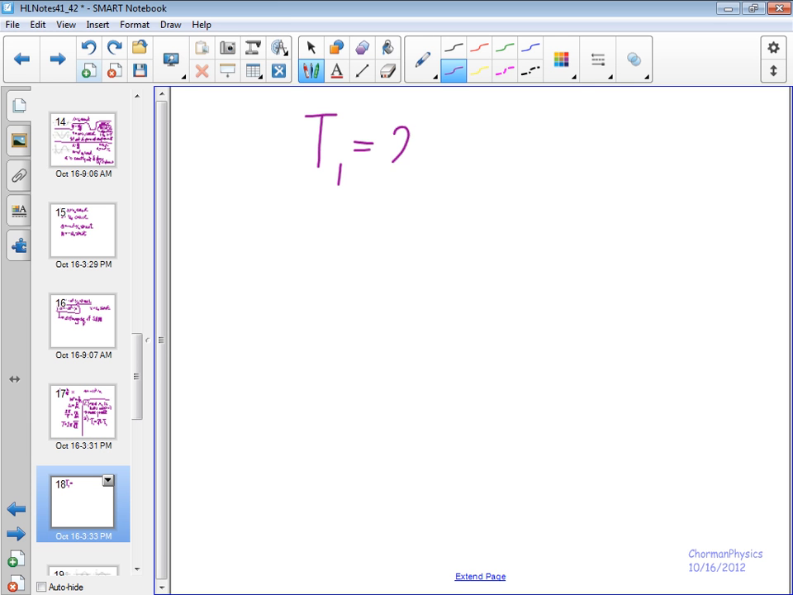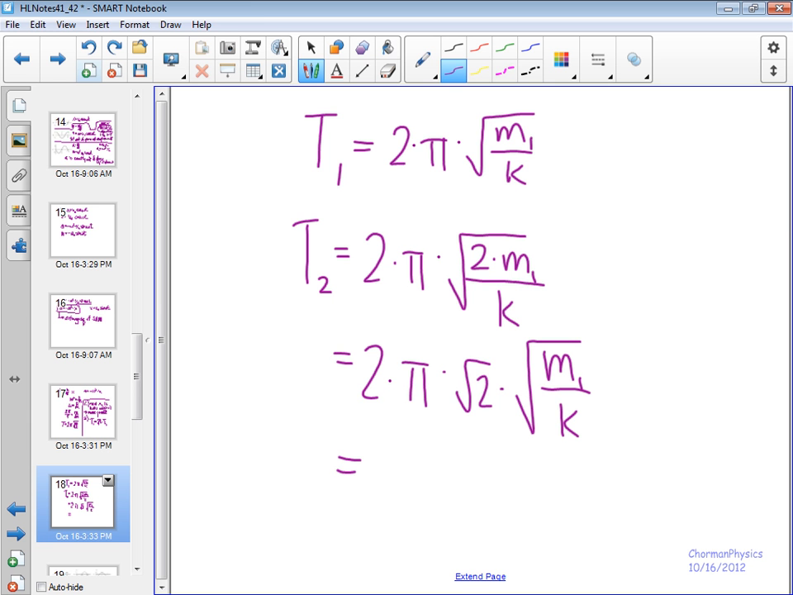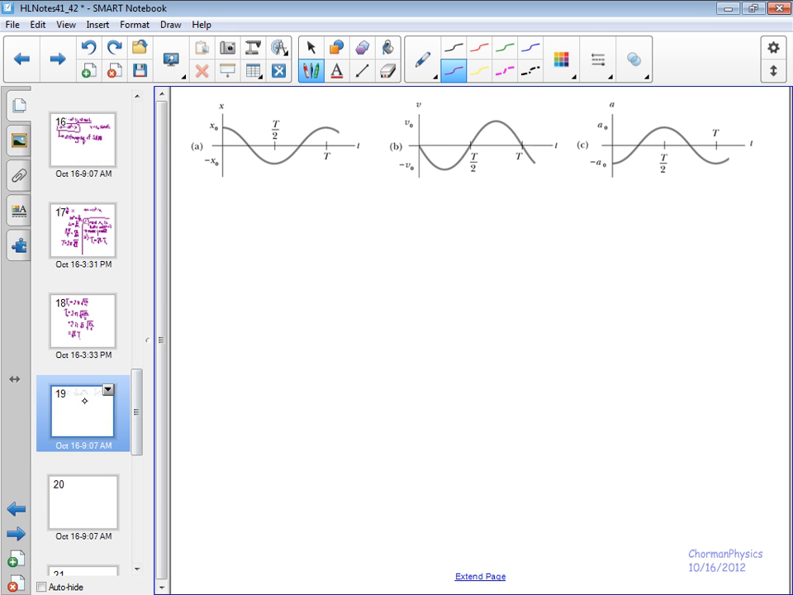And I'll quickly show you the math for that right here. So T1 is equal to 2 times pi times the square root of m all over k, and we'll call this m1. T2 is equal to 2 times pi times the square root of 2 times m1, since we doubled m1, all over k. This is equal to 2 times pi times, I'm going to take the square root of 2 term out of here, and what we end up with is just the square root of 2 times T1, like I showed you before. That's it. It increases by a factor of the square root of 2. So that's a big, big, big idea right there for simple harmonic motion.